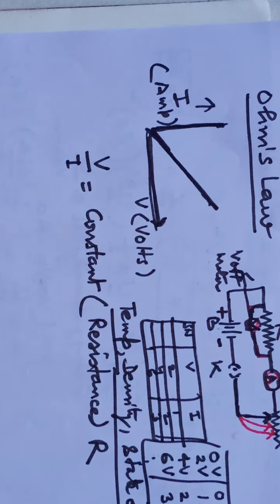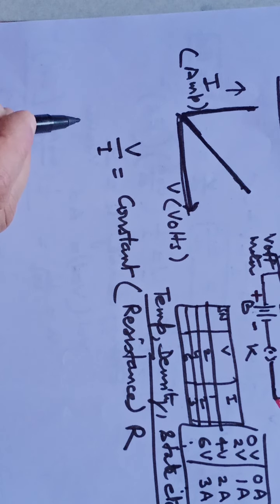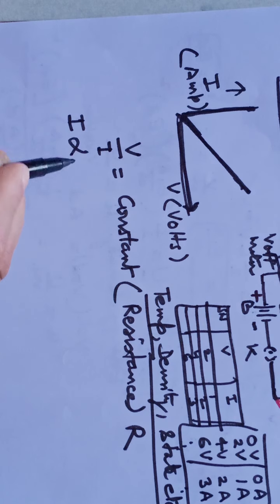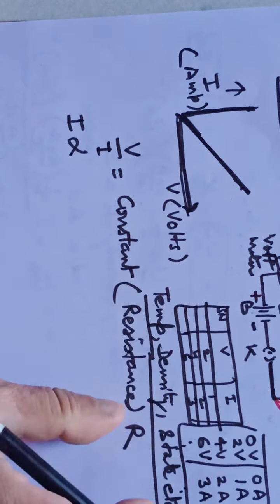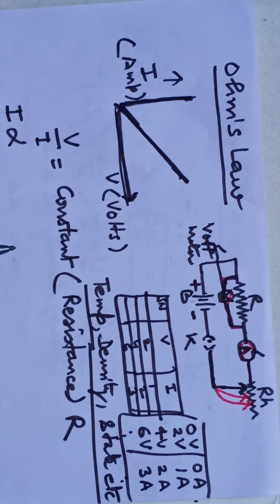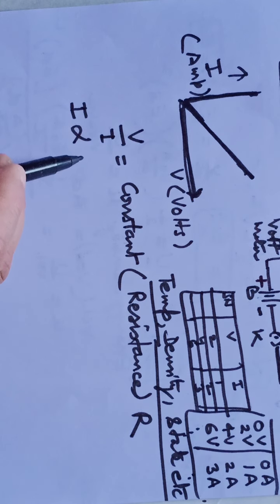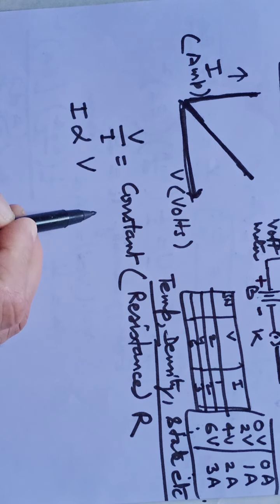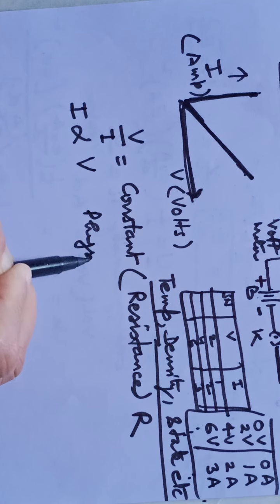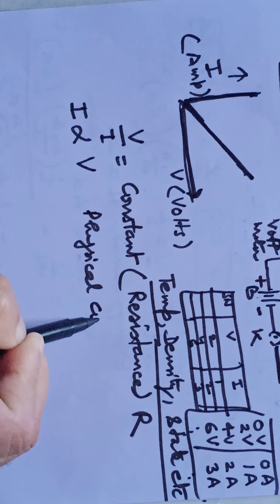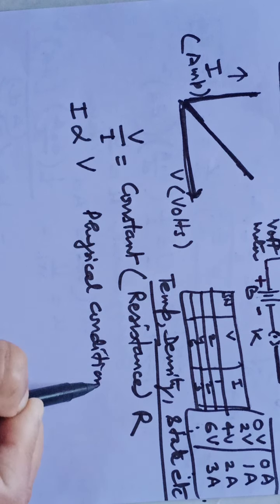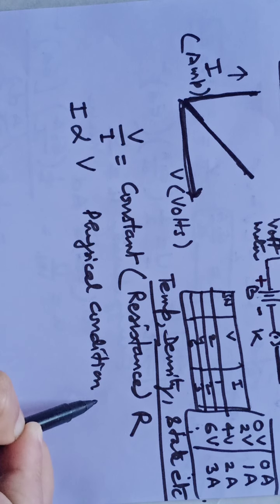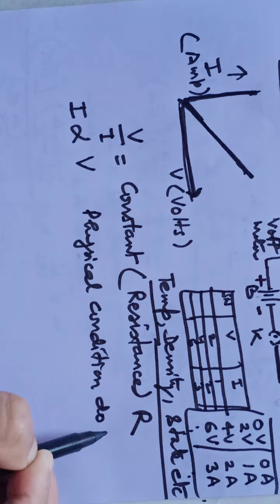So what is the statement? The current flowing through the conductor is directly proportional to the potential difference applied, provided that the physical condition of the conductor remains constant, does not change.